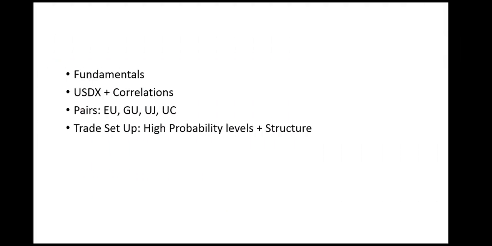What we're going to cover today are the 4 points that we cover every single week. Number one, we're going to look at this week's fundamentals. We're then going to transition into the US dollar index as well as correlations. From there, we're going to be analyzing the four pairs: euro dollar, pound dollar, dollar yen, dollar CAD. And then we'll be looking at high probability levels and structures within these pairs so we can begin looking for trade setups.